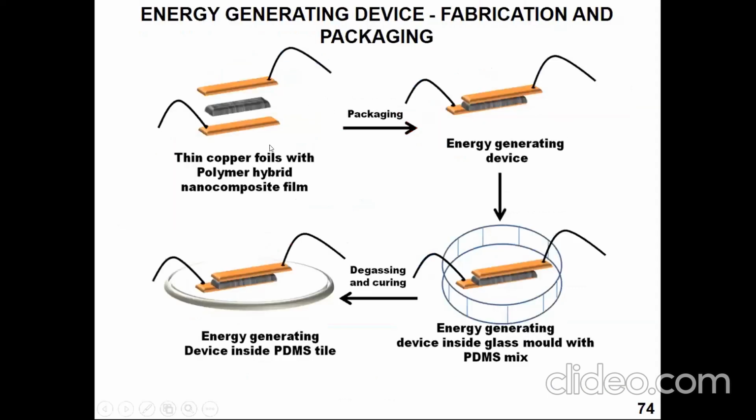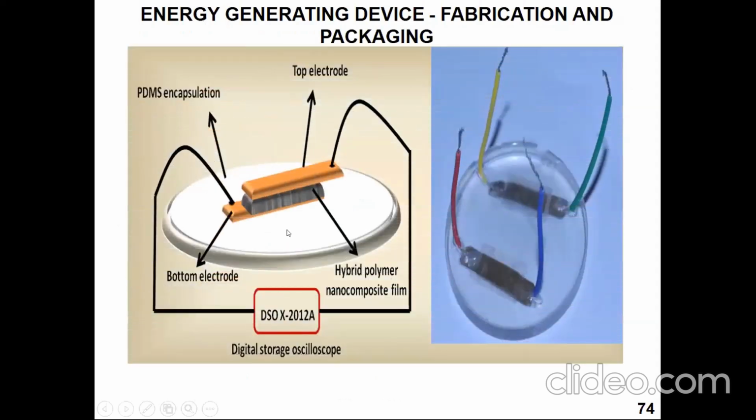So you can see some devices fabricated here. This is your composite material. On both sides you have the copper electrode, and finally you can see the lead wires coming out, so the device will look like this. So bottom electrode, top electrode, and in between a graphene-containing composite material, a hybrid composite material.